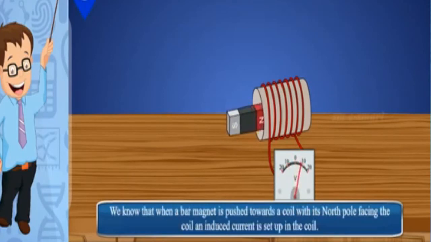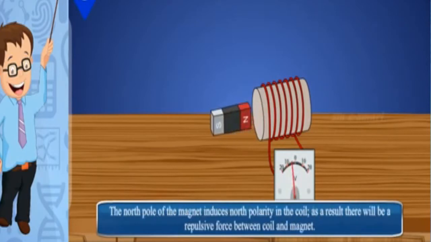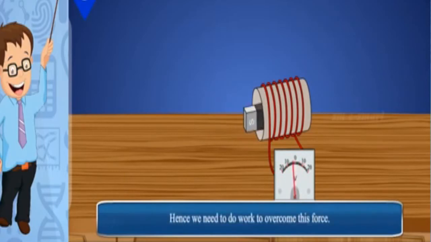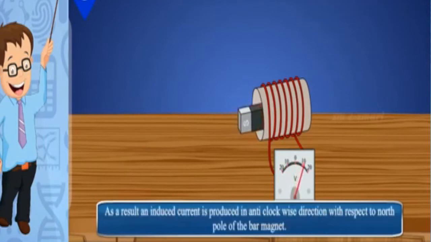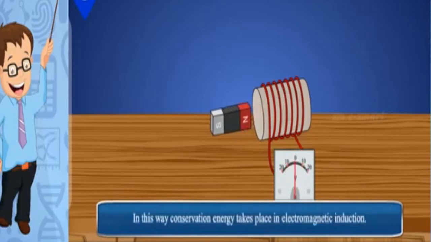We know that when a bar magnet is pushed towards a coil with its north pole facing the coil, an induced current is set up in the coil. The north pole of the magnet induces north polarity in the coil. As a result, there will be a repulsive force between coil and magnet. Hence, we need to do work to overcome this force. This work done on the magnet is converted into electrical energy in the coil. As a result, an induced current is produced in anti-clockwise direction with respect to the north pole of the bar magnet. In this way, conservation of energy takes place in electromagnetic induction.